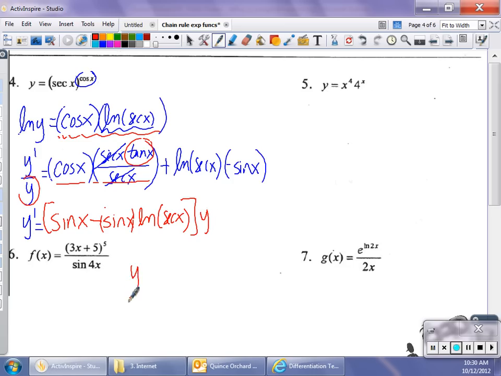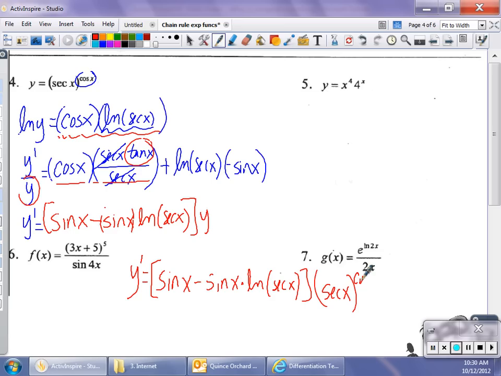except I'm going to write it, or replace it just like I did before. So sine x minus sine x times the ln of secant x, multiplied by, replacing the y with the original function, secant x raised to the cosine of x. Now I know that may seem pretty difficult, but it really is not if you're careful. It just involves recognizing the pre-calculus and really just being careful in your work, remembering to multiply both sides by y and replace it. So that's problem number 4.